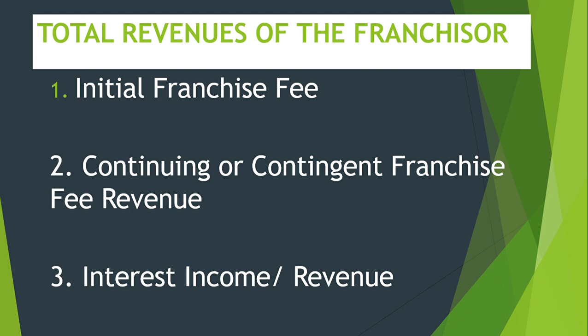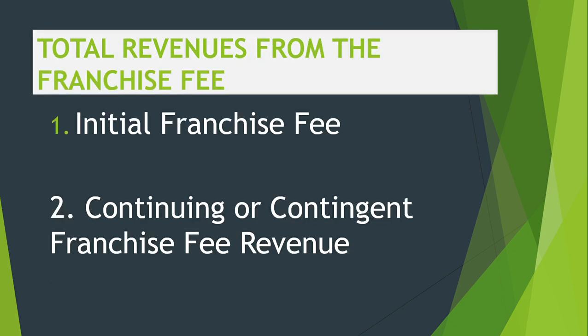You would consider the different sources. I will discuss later what are the different criteria to recognize these revenues. And when do we fully recognize the initial franchise fee? Or should we only measure this based on the down payment and the present value? But please remember, the total revenues of the franchisor would include 3 components: the initial franchise fee, the continuing or contingent franchise fee, and number 3 is interest income. If you're going to compare this with total revenues from the franchise fee, what did you notice?